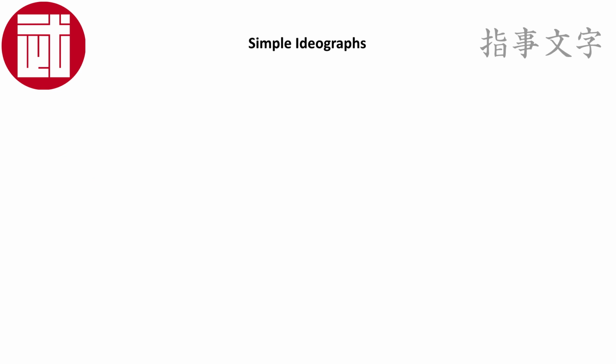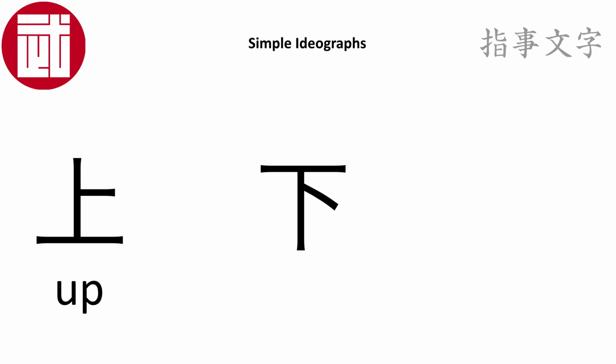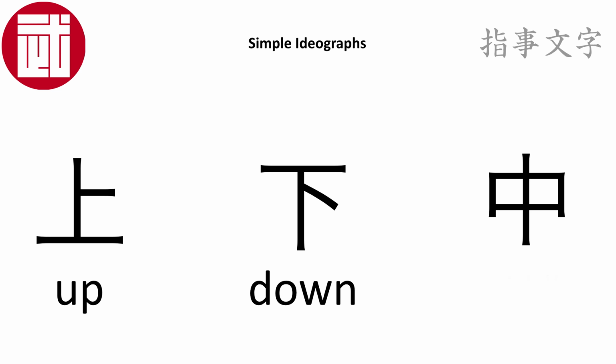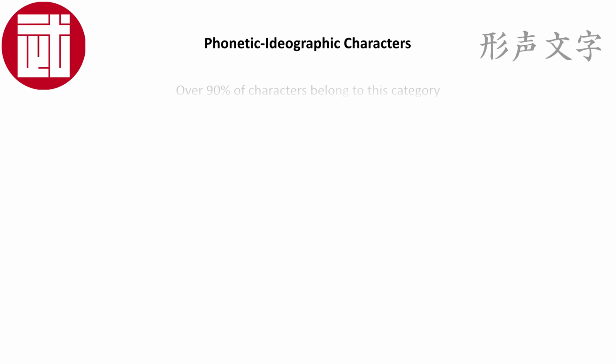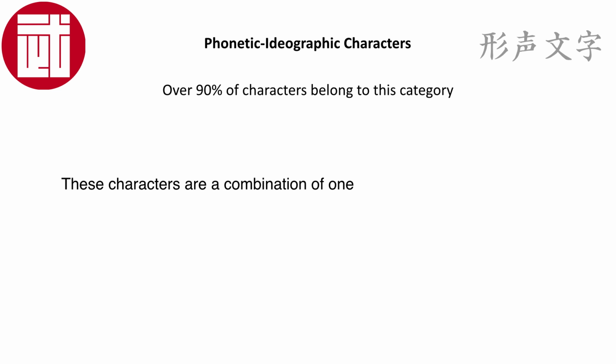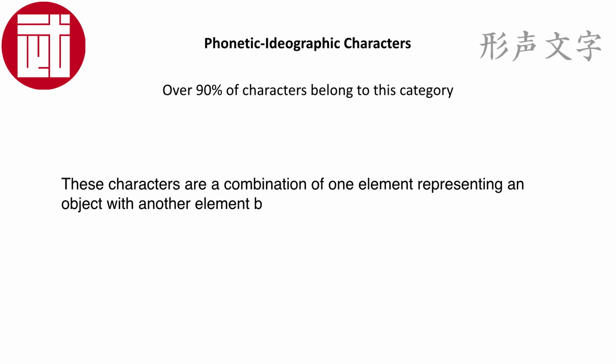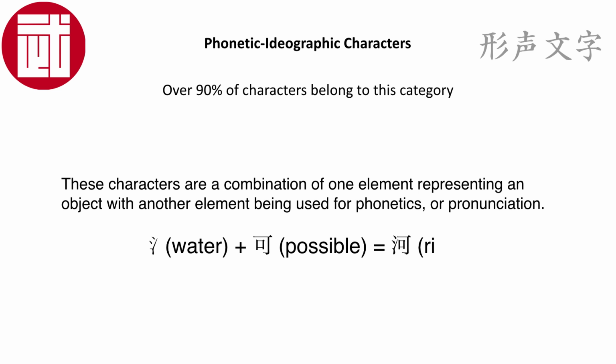Simple ideographs show concepts or ideas, like up, down, or middle. Phonetic ideographic characters make up about 90% of all characters. They're a combination of one element representing an object with another one being used for pronunciation. For example, when you use the radical for water with the character for possible, you get another term for river.